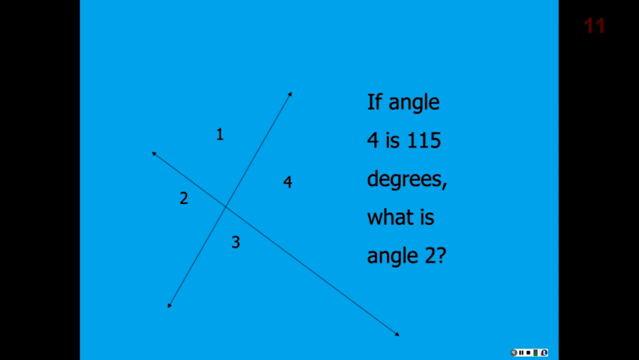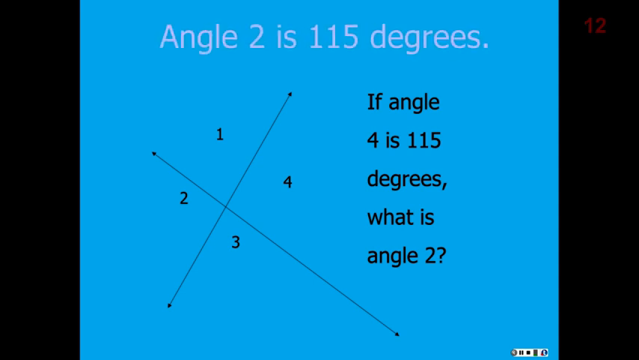All right, if angle 4 is 115 degrees, what's angle 2? What's the relationship between 4 and 2? What's that mean, Bree? 65? What's the relationship? What's this relationship mean? It is not 65. Look at the relationship. They're the same. So what would it be? Teresa? Okay, what's wrong with you people?